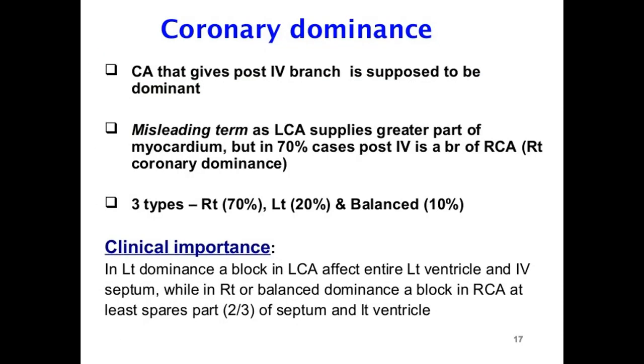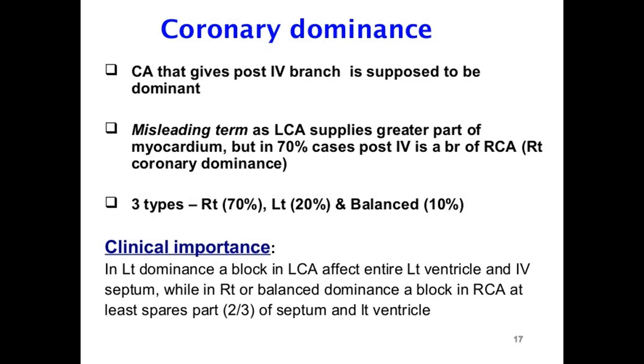Coronary dominance. The coronary artery that gives the posterior interventricular branch is said to be dominant, a misleading term, as the left coronary artery supplies the greater part of the myocardium. But in 70% of cases, the posterior interventricular is a branch of the right coronary artery. Three types: right 70%, left 20%, balanced 10%.